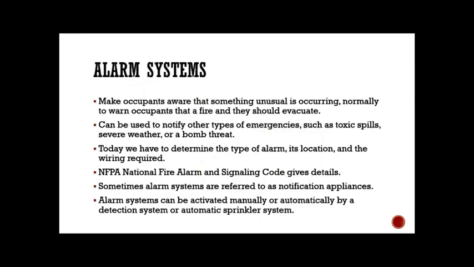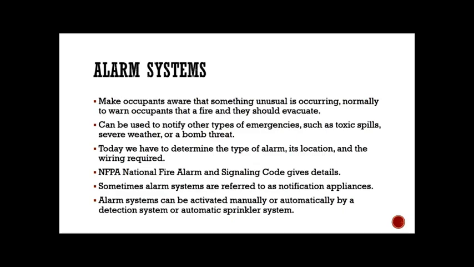Alarm systems. They make occupants aware that something unusual is occurring, normally to warn occupants that there is a fire and they should evacuate. It can also be used to notify of other types of emergencies, such as toxic spills, severe weather, or a bomb threat. Today we have to determine the type of alarm, its location, and the wiring that is required. The NFPA National Fire Alarm and Signaling Code gives those details.